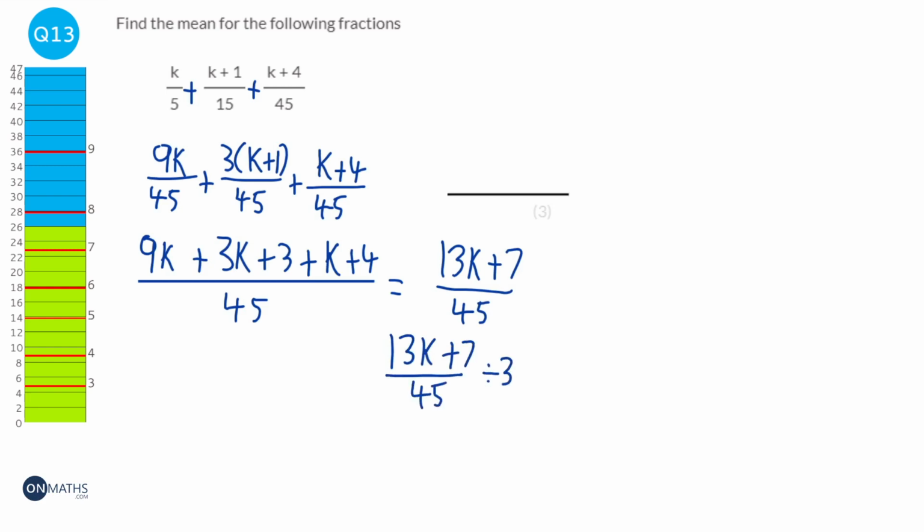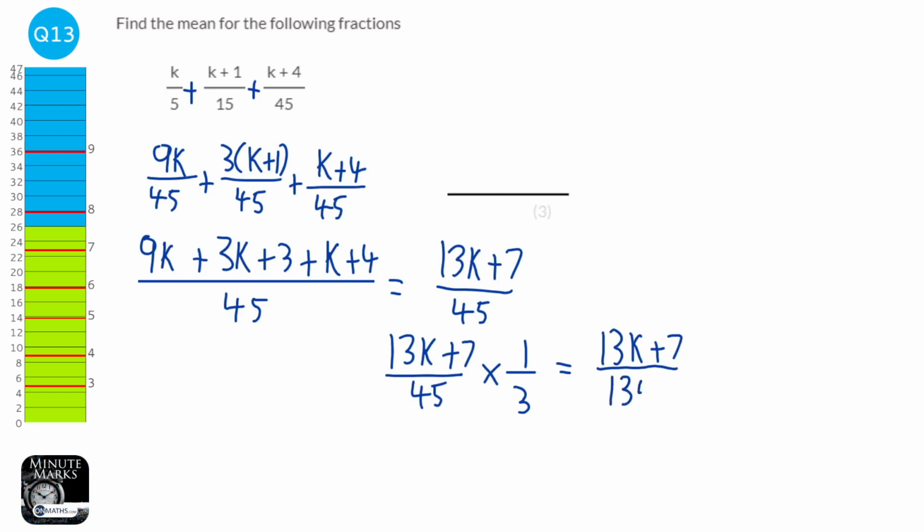But instead of writing divide by 3, we know KFC: keep, flip, change. If you have a division, you keep the first fraction, you change the divide into a times, and you flip the second fraction. So a different and easier way of writing that is times 1/3. Here we just keep the numerator the same because we're timesing it by 1. And then the bottom we just times by the 3, which would be 135. So our answer is 13k plus 7 over 135.